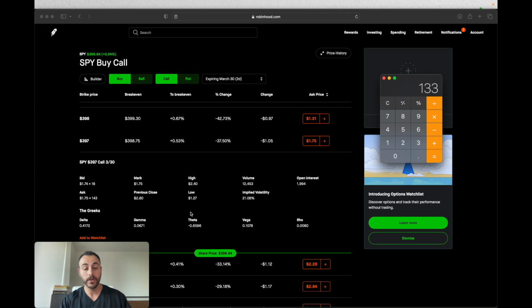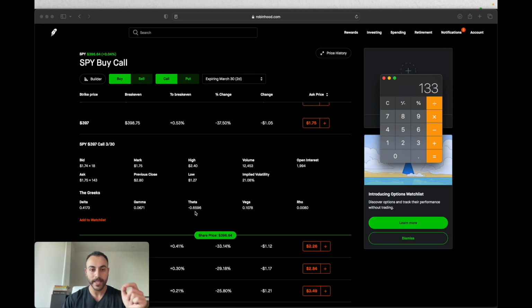Now, switching over to theta, theta is always a negative number. Theta is time decay. So it's going to represent how much you're going to lose per day that the stock is held. Now, theta, the closer you get to expiration, the higher theta is going to be. In this very example, we're only 2 days away from expiration. We could see that it expires in 2 days, which means theta is trading incredibly high.